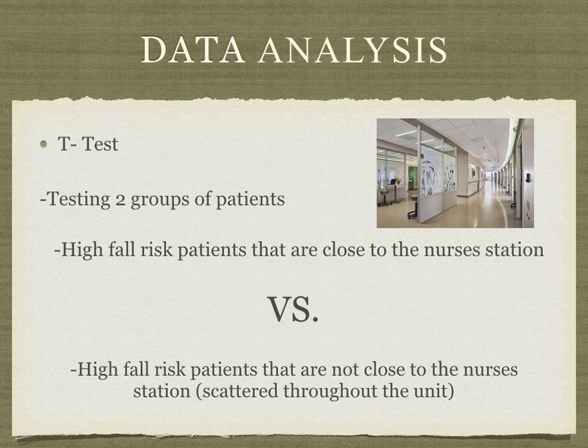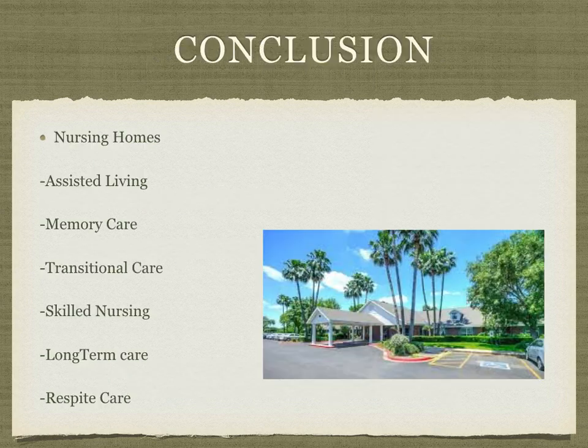Data analysis. To analyze the data, we will use the t-test. The t-test will consist of testing 2 groups of patients: the high fall risk patients that are close to the nurse's station versus the high fall risk patients that are not close to the nurse's station.